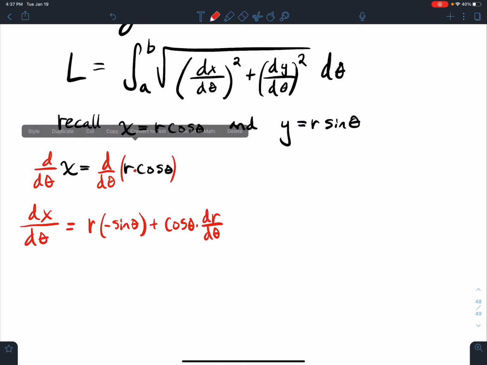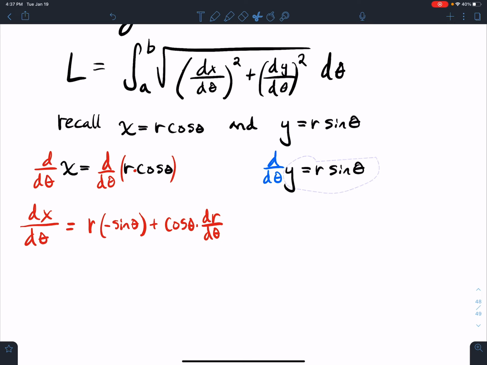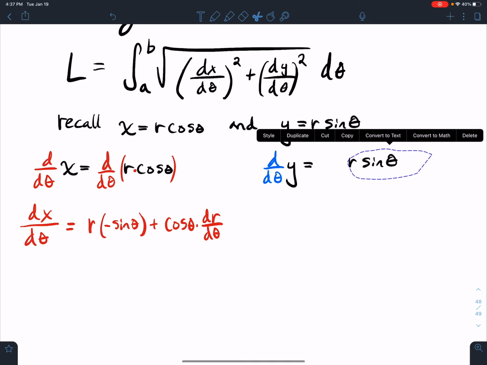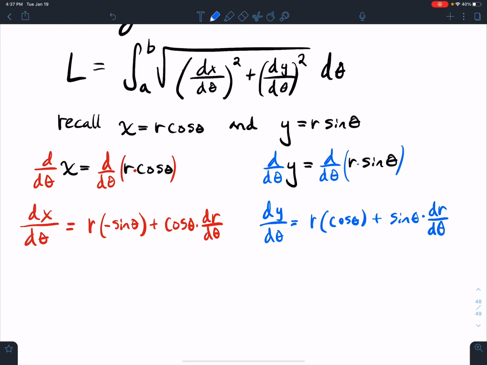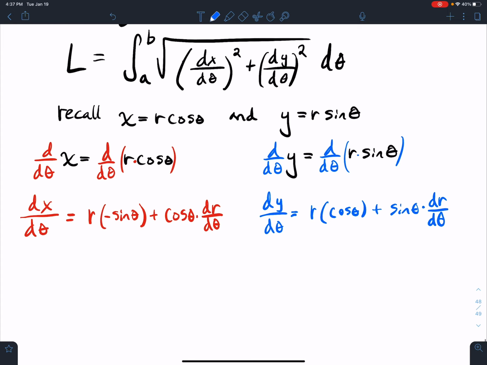So I'm going to do the same thing over here, d/d theta. And so this is dy/d theta, which is equal to the first times the derivative of the second, cosine theta, plus the second, sine theta, times the derivative of the first, dr/d theta. Okay?